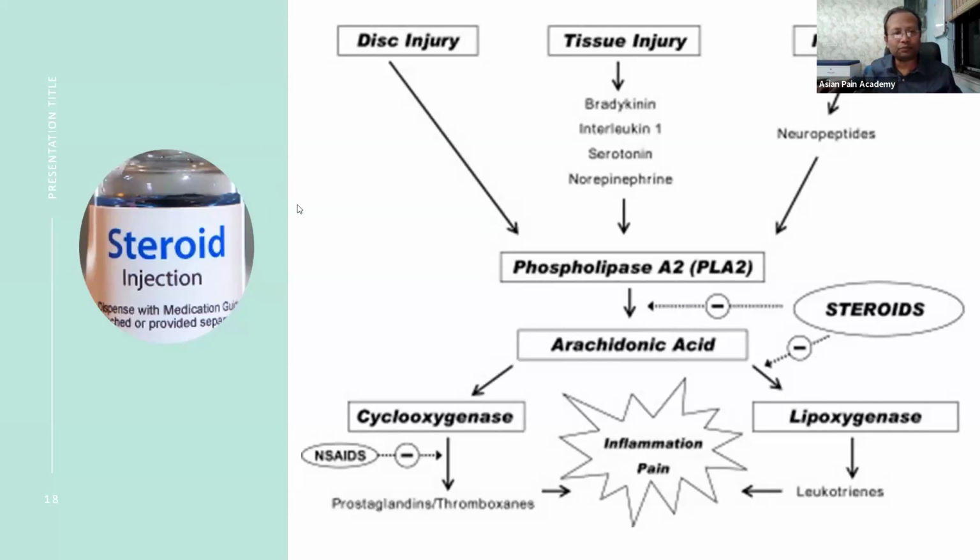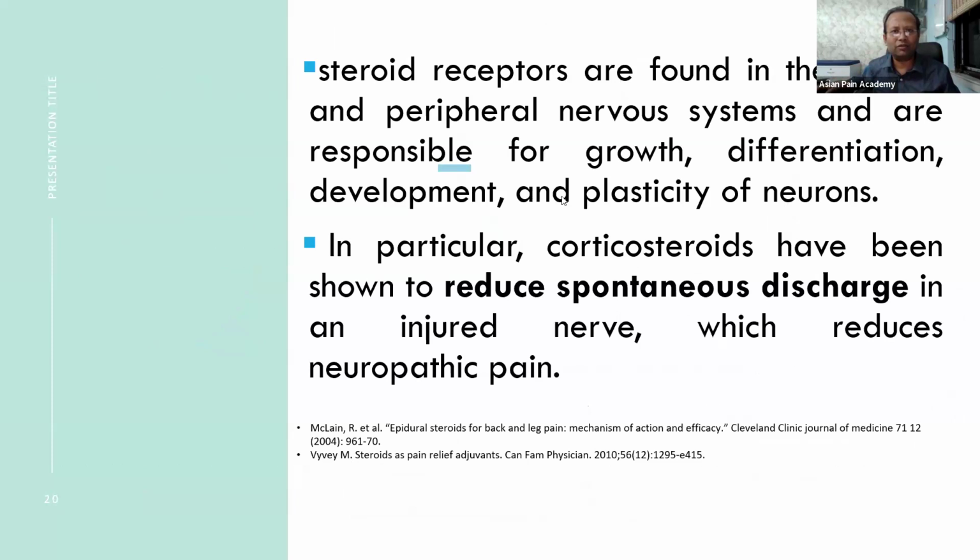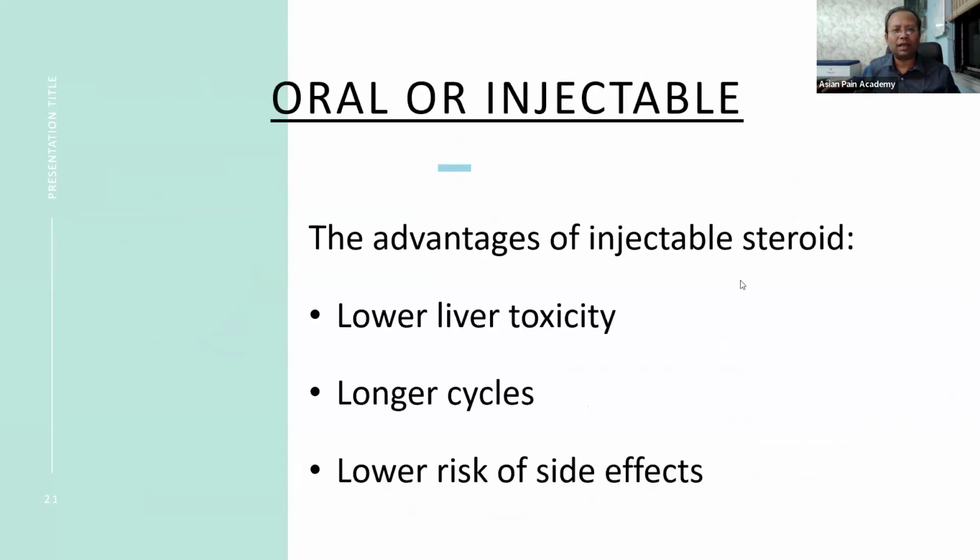Here, one important thing is that ultimately it is the prostaglandin we want to stop. That is the mechanism of steroid. There are some additional mechanisms also, like it reduces spontaneous discharges in the adjoining nerve, which reduces neuropathic pain. So these are extra advantages.